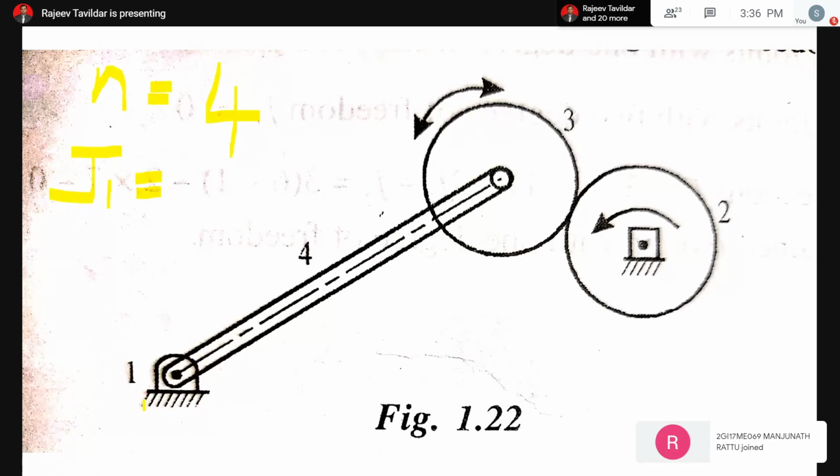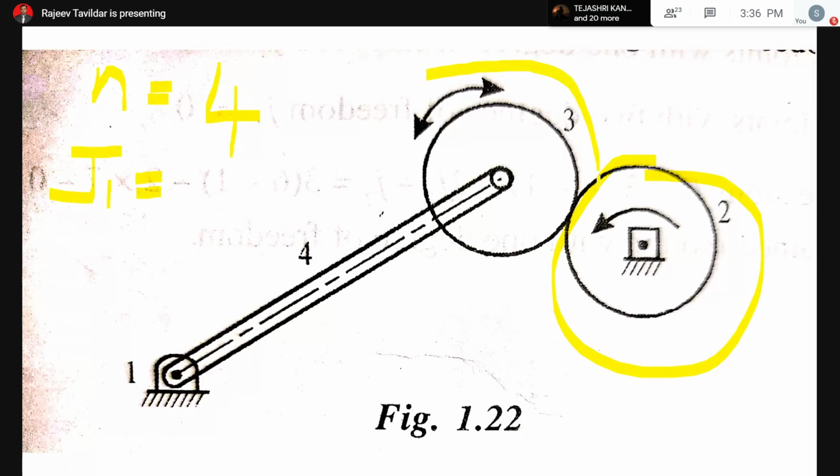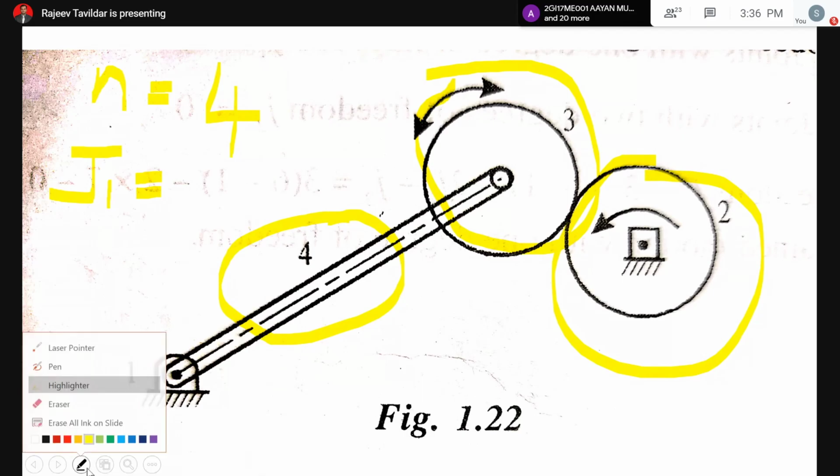The 4 links are: the first link is the fixed link. The second link is this roller over here. The third link is another roller. And the fourth link is this connecting rod between the roller and the fixed point, that is, pivoted at this point A. So these are the 4 links.